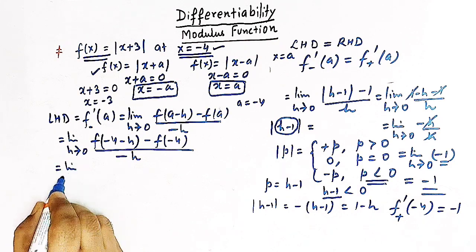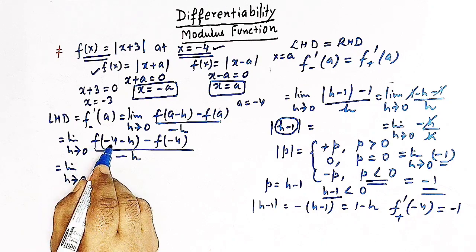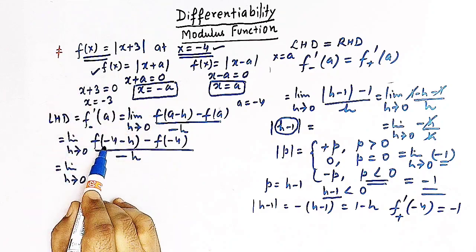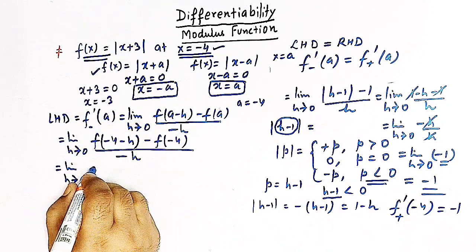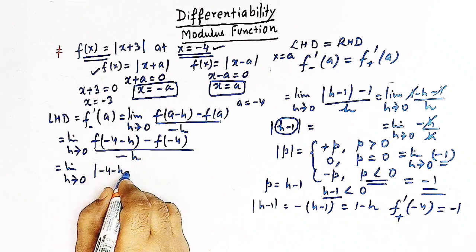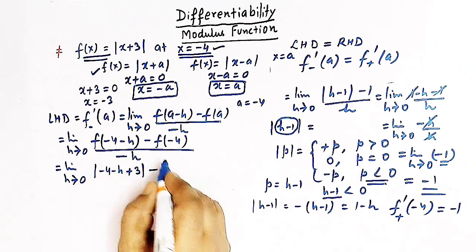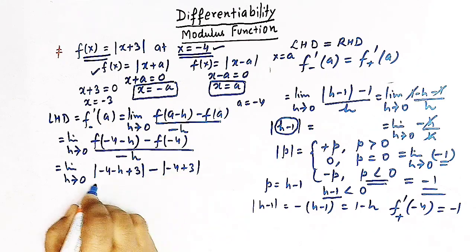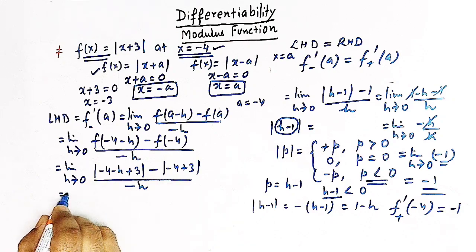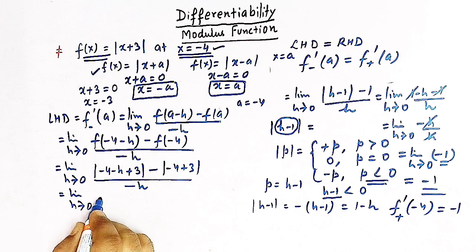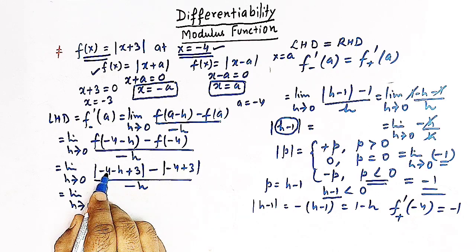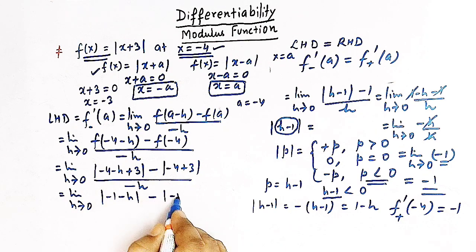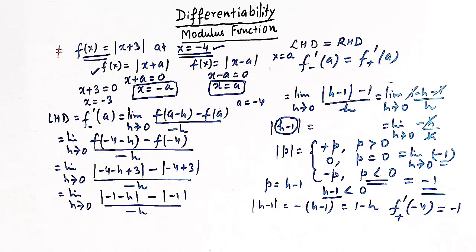Okay, so now let us find out the value of f of minus 4 minus h, which can be obtained by replacing x by minus 4 minus h. So we have mod of minus 4 minus h plus 3. Then here we have f of minus 4, that is mod of minus 4 plus 3, and here we have minus h. So this is limit h tends to 0, and 3 minus 4 is minus 1. This is minus h, and here we have mod of minus 1, and this is minus h.